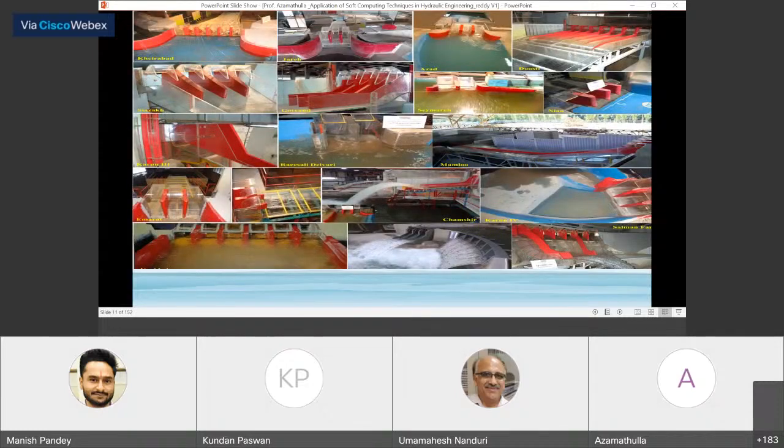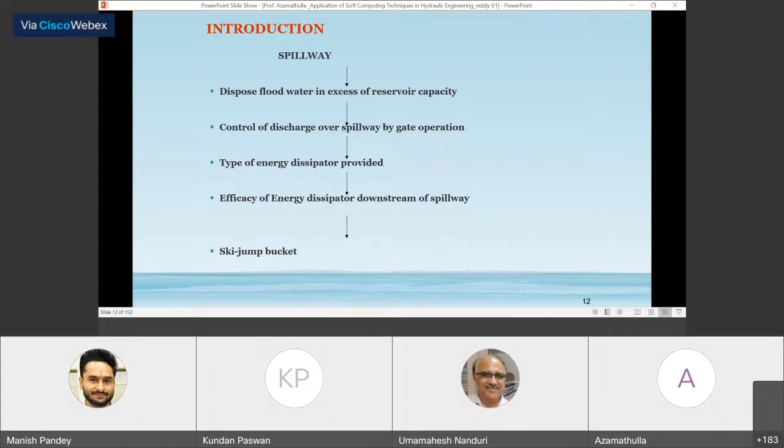Before doing any projects, I have collaborated with the Iranian Water Resources Research on several hydraulic models, physical hydraulic modeling. They have also very good laboratories like CWPRS. So, spillway: just now the professor talked about flooding. To pass flood in a safe manner, dispose flood water in excess of reservoir capacity. Spillway's main function is to control the discharge through gated operation, for flood control situations and power generation situations. But the only problem is the energy dissipator, which one you provide, either stilling basin or ski jump bucket or something else. So the efficiency of this dissipator, I'm talking about the ski jump bucket.